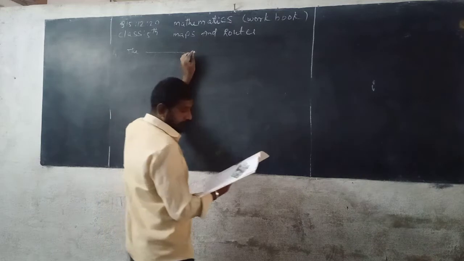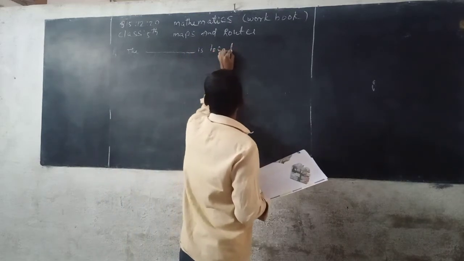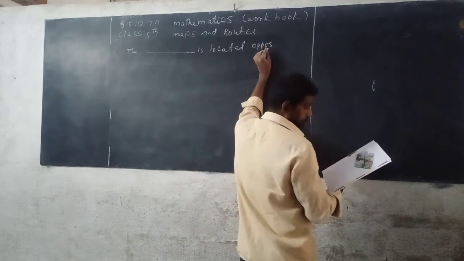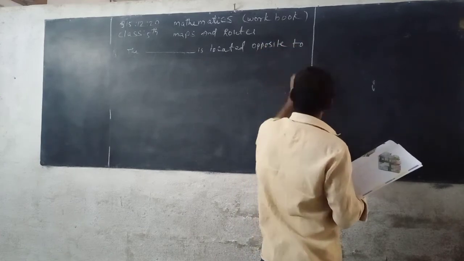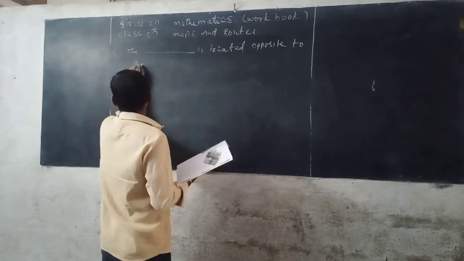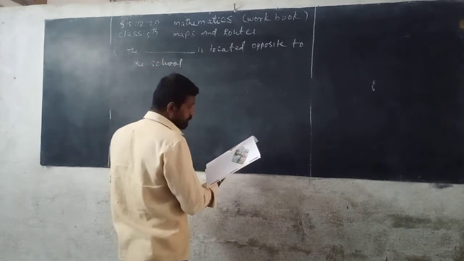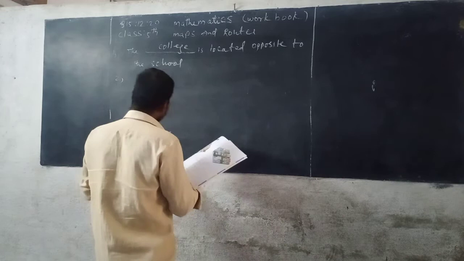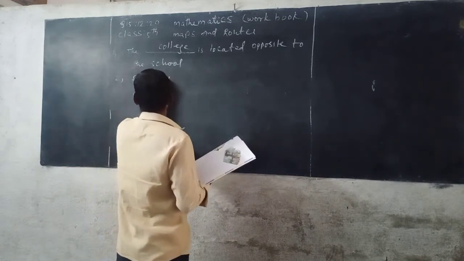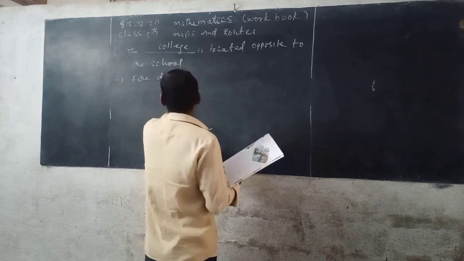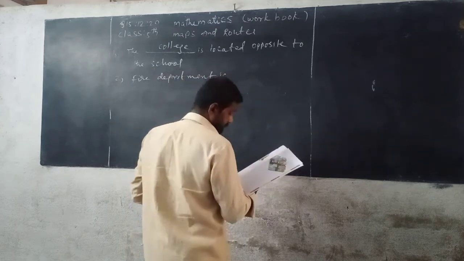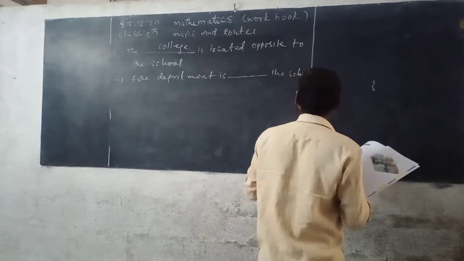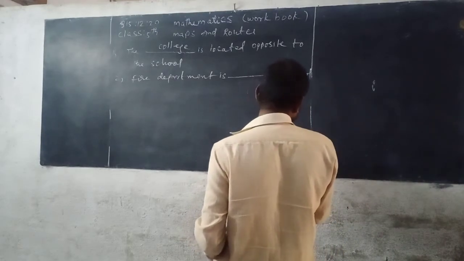The dash is located opposite to the school. So opposite is, better, college. Now second one, fire department is dash the school. See, fire department beside the school.